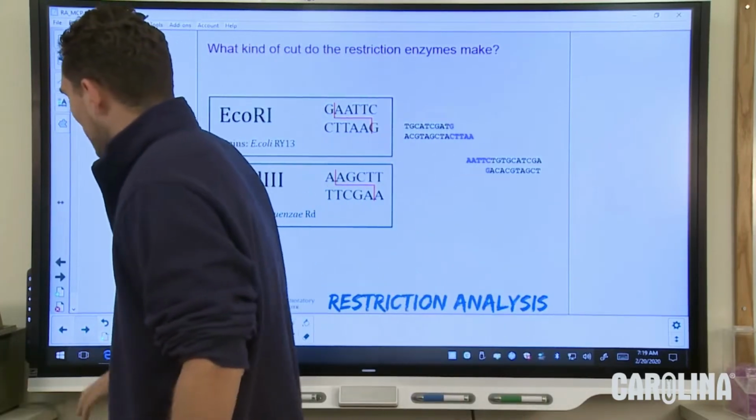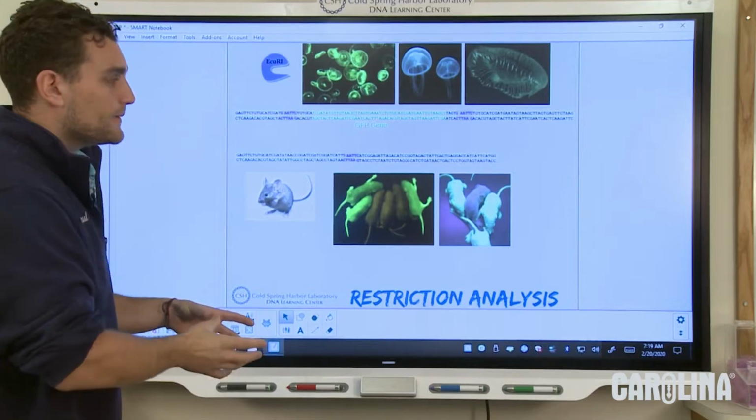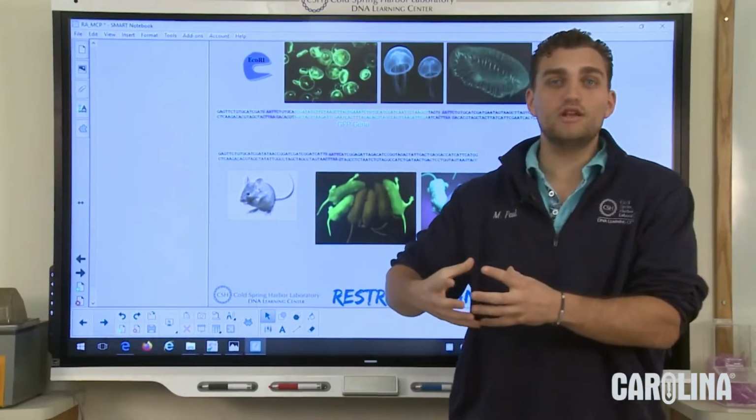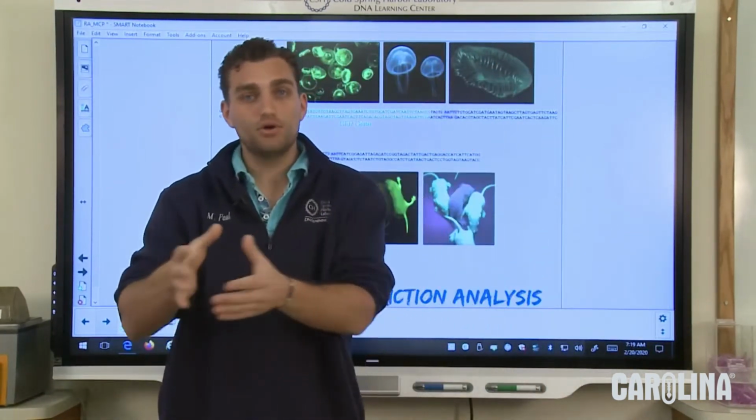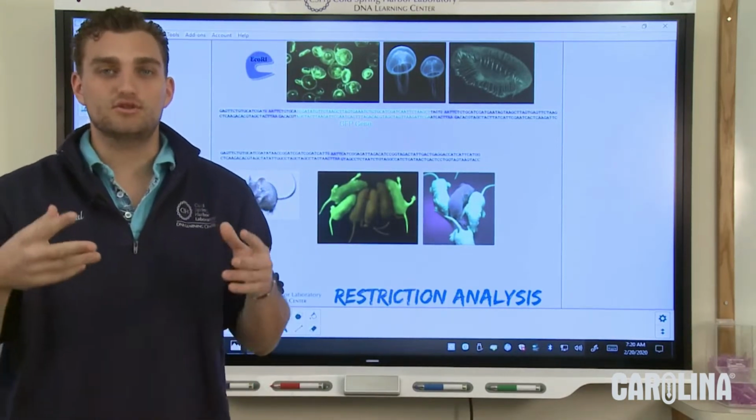Now, yesterday, my colleague Erin taught a lab where we were putting green fluorescent protein into bacteria. But how do we get that gene for green fluorescent protein out of the jellyfish is the interesting thing. So it comes from a jellyfish. How do we get it out of there to put it into other organisms? And the answer to that is restriction enzymes. We use restriction enzymes to cut it out.